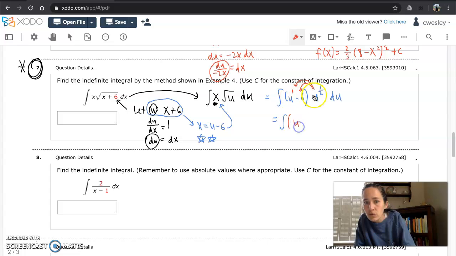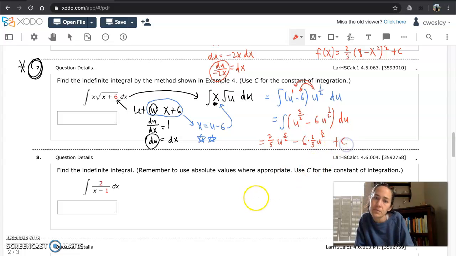So u to the 1 plus a half, 3 halves, minus 6 u to the 1 half. And then du outside of it. And both of these parts we can integrate, right? We just have to do one at a time. This is take it up a power, u to the 5 halves. As long as we divide by 5 halves, we'll put a 2/5 there. Minus 6, we're bringing this up to the 3 halves, u to the 3 halves. And then dividing by 3 halves, we get 2/3, like that, plus C.